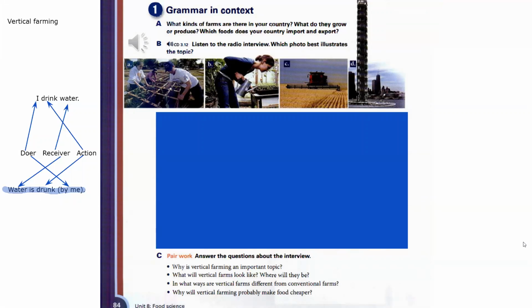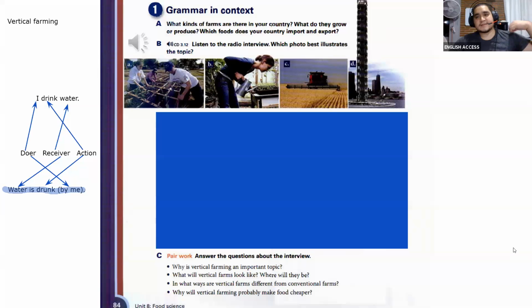Why will vertical farming be cheaper? It's because we can recycle the water. We can recycle the nutrients and the waste. Everything is in one location, so transport is cheaper as well. Yes. Very good.